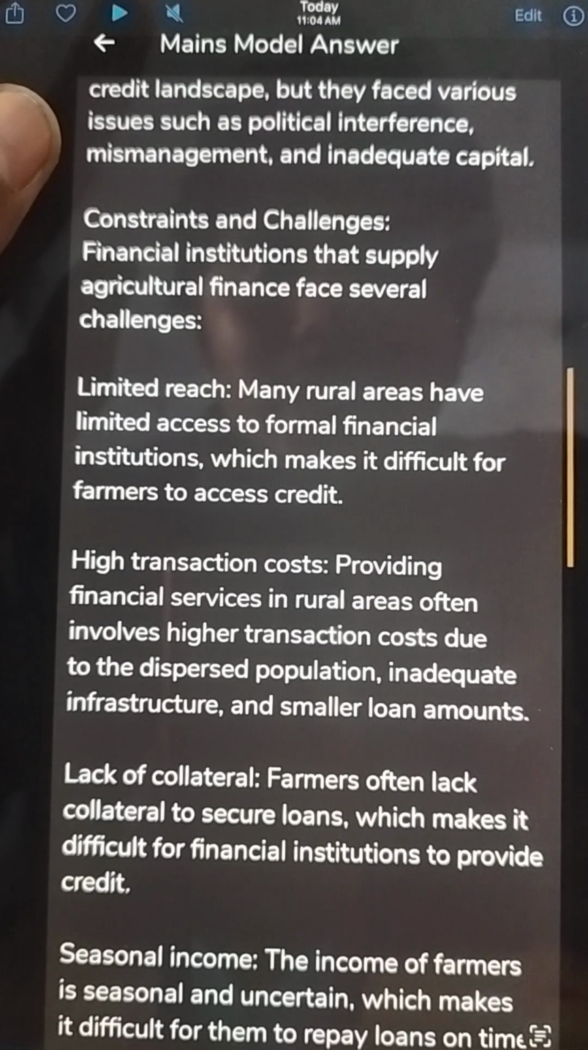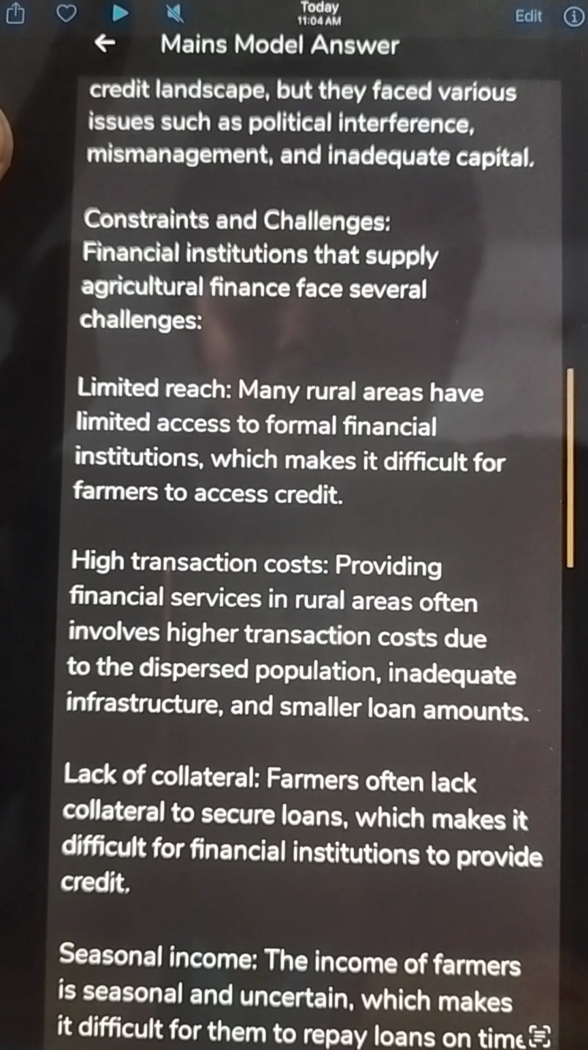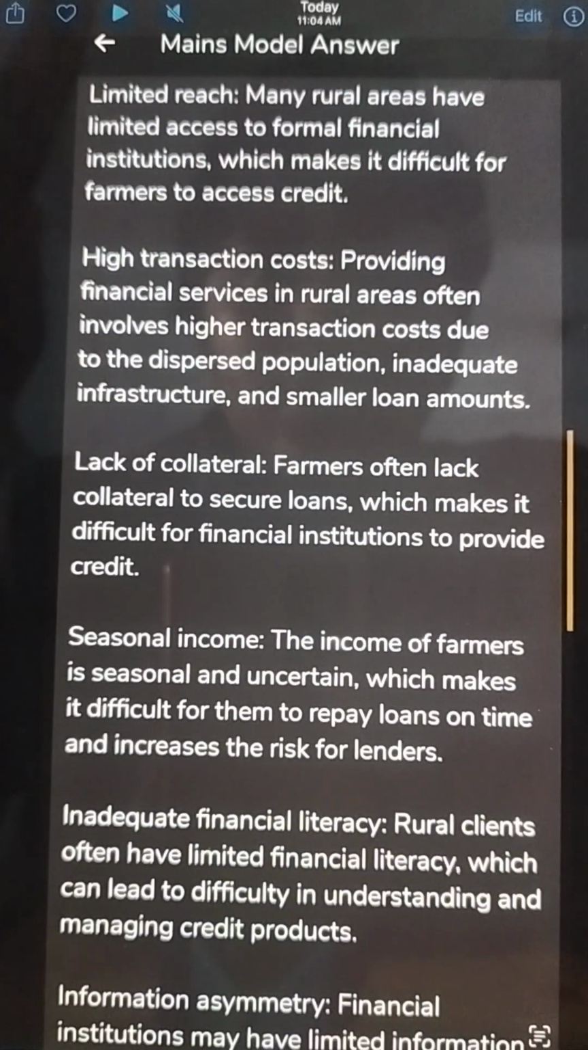Constraints and challenges. Financial institutions that supply agriculture finance face several challenges. Limited reach first. Many rural areas have limited access to formal financial institutions, which makes it difficult for farmers to access credit. Second is higher transaction costs. Providing financial services in rural areas often involves higher transaction costs due to the dispersed population, inadequate infrastructure, and smaller loan amounts. Then lack of collateral. Farmers often lack collateral to secure loans, which makes it difficult for financial institutions to provide credit.